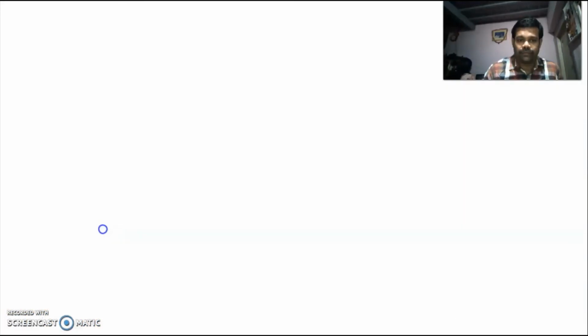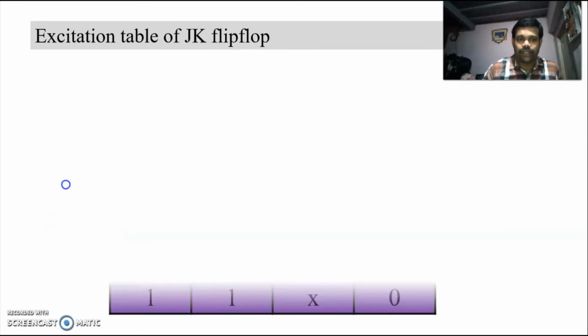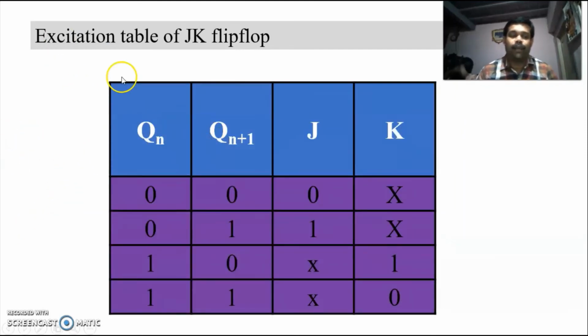So first of all, this is the excitation table of the JK flip-flop. If your present state and next state are 0, you have to put 0 in the place of J, and in the place of K you have to put X. If your present state is 0 and next state is 1, you have to put 1 in the place of J and X in the place of K. If your present state is 1 and next state is 0, you have to put X in the place of J and 1 in the place of K.